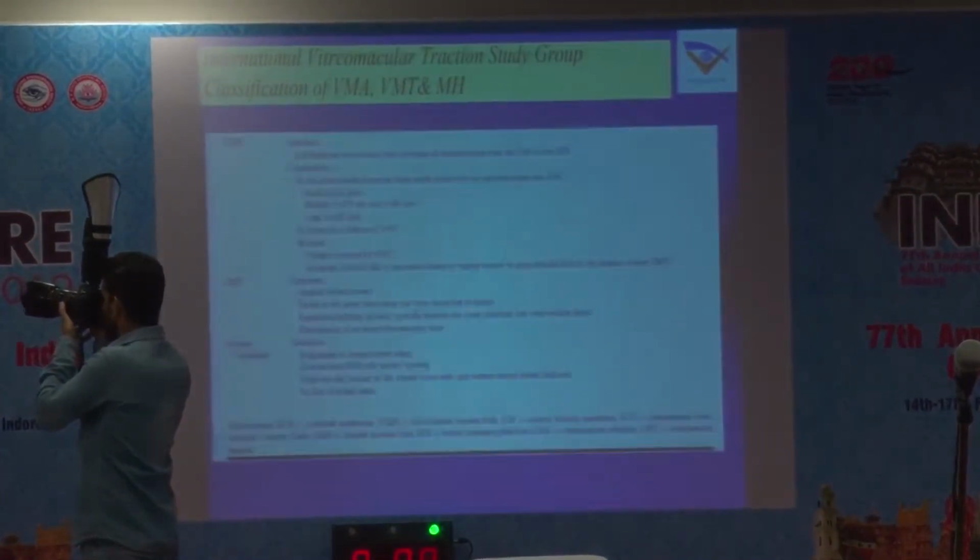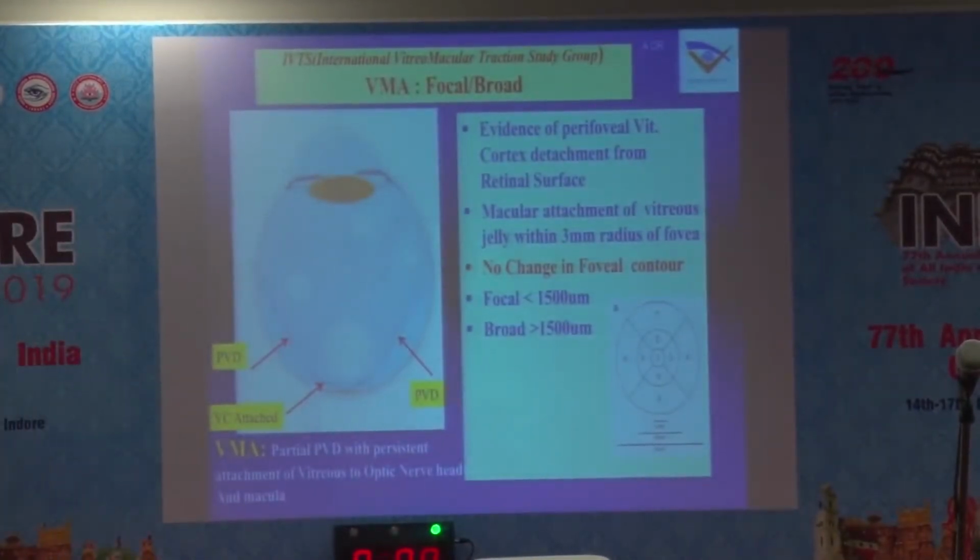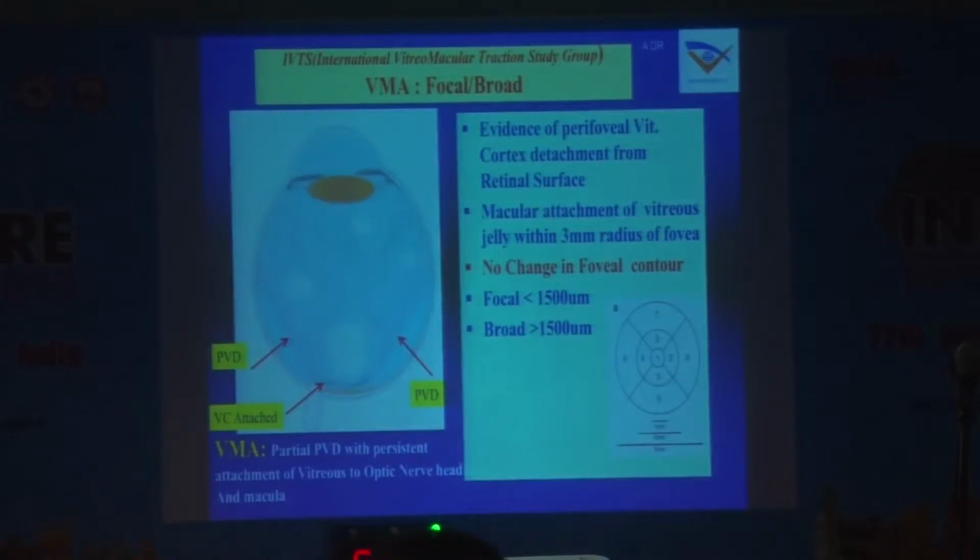This is basically an OCT-based classification and actually defined terminologies like what is vitreomacular adhesion. So you can see here there is an incomplete PVD. The cortical vitreous is still attached at the macular area, but there is no change in the contour of the fovea. There are no cysts, there is no wrinkling on the foveal surface. That means there are no physical findings which suggest any change in the foveal structure. So this is known as a vitreomacular adhesion.